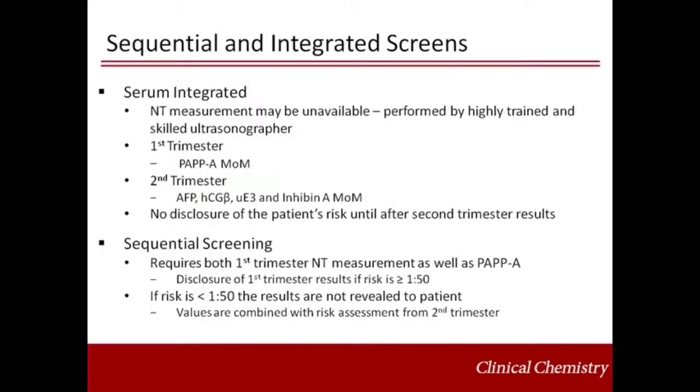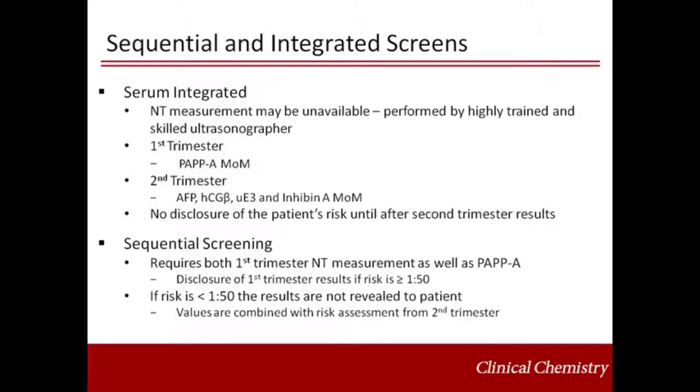screen. The serum integrated screen is identical to the full integrated screen with the exception of the nuchal translucency measurement. The nuchal translucency measurement must be performed by a certified ultrasonographer. In some communities, access to a certified ultrasonographer may not be possible, and at times the nuchal translucency measurement may not be obtainable due to fetal position, maternal habitus, and possible lack of insurance coverage. Despite the lack of the nuchal translucency measurement, the first trimester PAPP-A concentration can still be incorporated into the calculation with the second trimester serum markers.